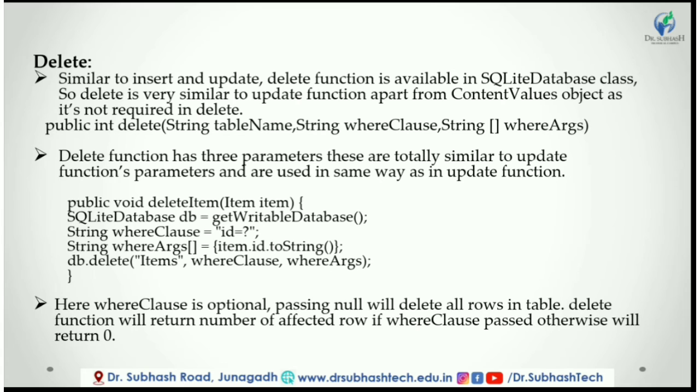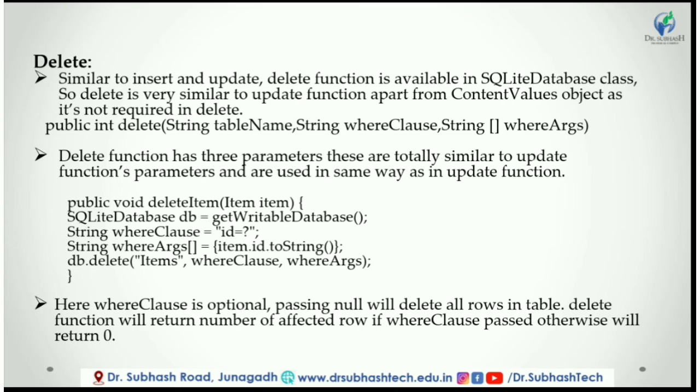Now the next operation is delete. Similar to insert and update, the delete function is available in the SQLiteDatabase class. Delete is very similar to the update function apart from the content values object, because it is not required in delete. public int delete: first is table name, second where clause, and third where arguments. The function has 3 parameters. They are totally similar to the update function's parameters and are used in the same way as in the update function. Here is a simple use of delete.